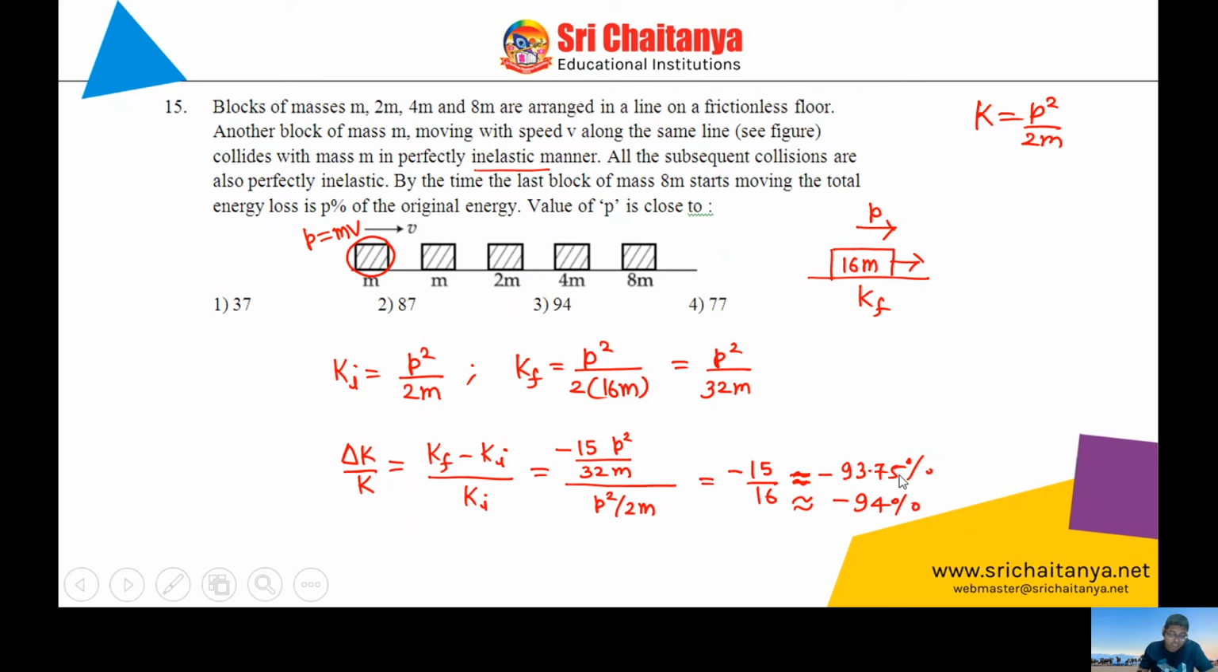So the decrease or loss in energy is p percent. So p is definitely 94. So option 3 would be correct. Okay, so now let's move on to the next question here, 16.